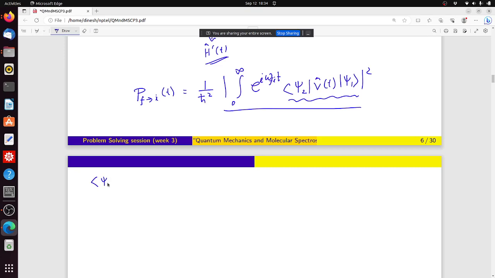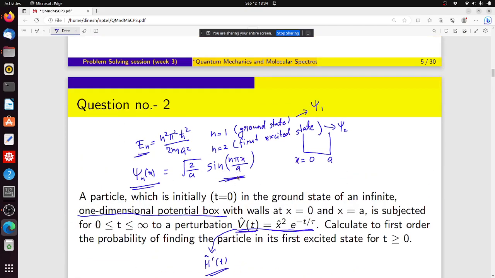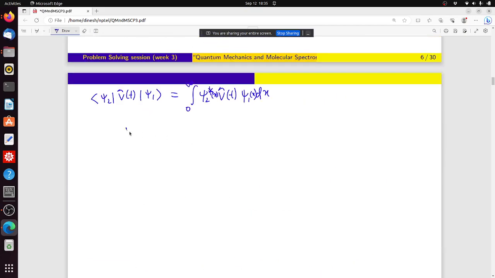So this is psi of 2, b of t, psi of 1. This I can write as integral 0 to infinity psi of 2 star b of t psi of 1 dx. This psi depends on only x. So what is psi 1 then?